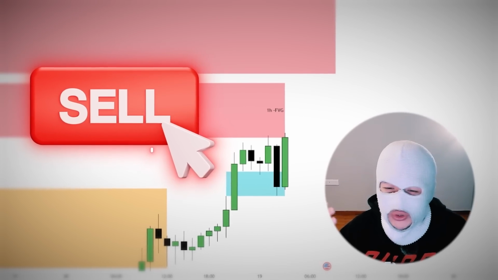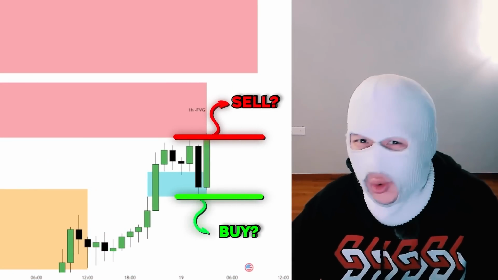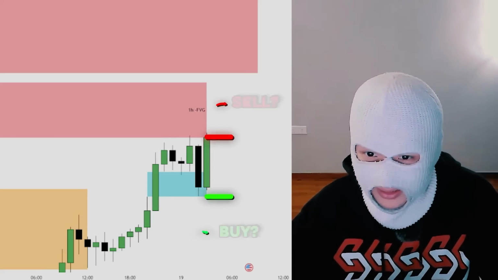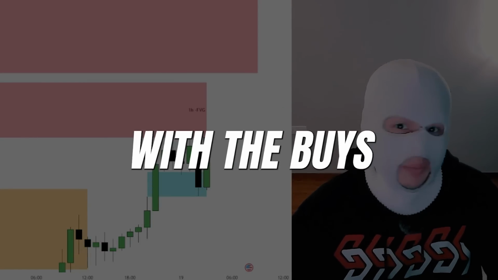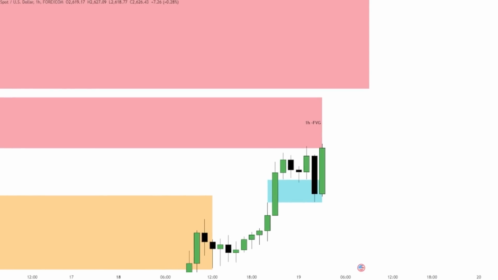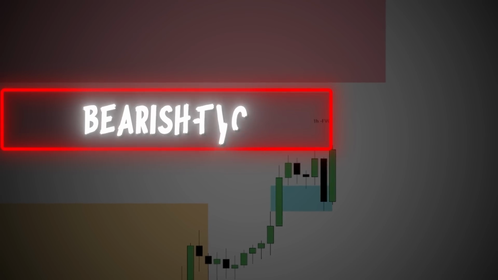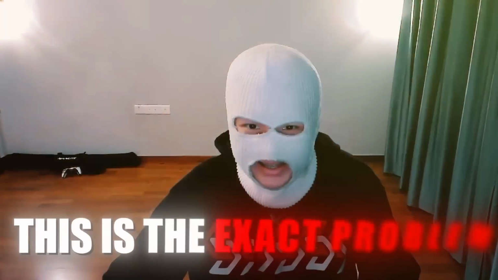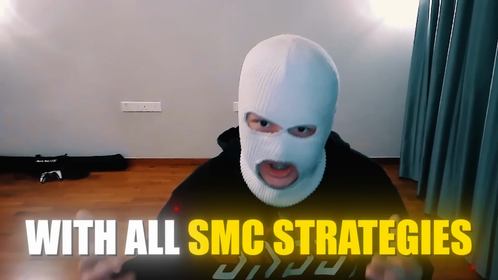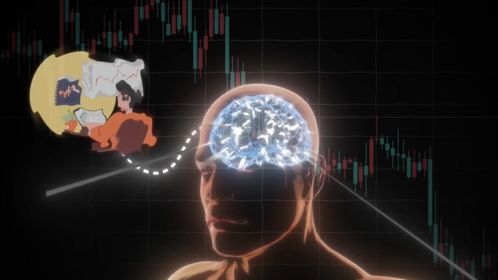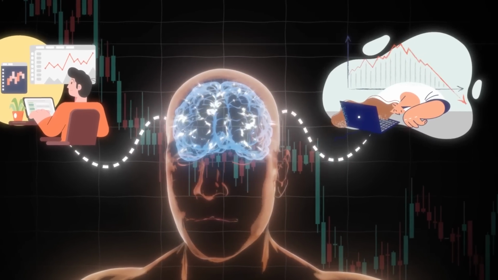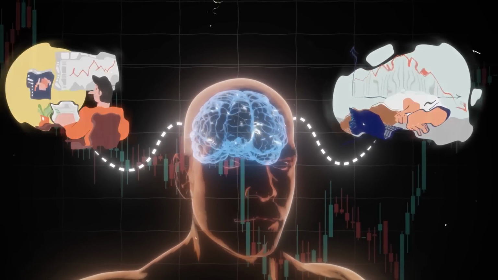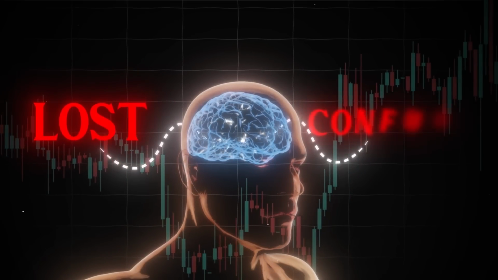So are you going to now sell at this price point? Now, if you do sell, weren't you already in buys early on? You're not going to be able to ride the wave higher with the buys right now. But at the same exact time, you see that this bearish fair value gap standing in your way, and you could argue that this is now a good time to look for some sells. This is the exact problem with all SMC strategies. Every decision that you make in the markets is met with another conflicting piece of evidence. And so therefore, you always feel lost and confused.